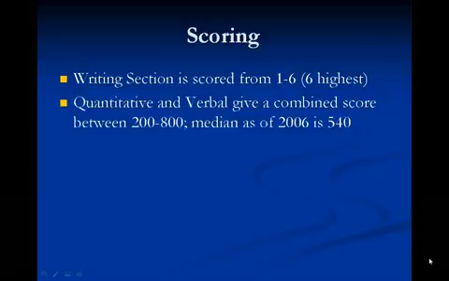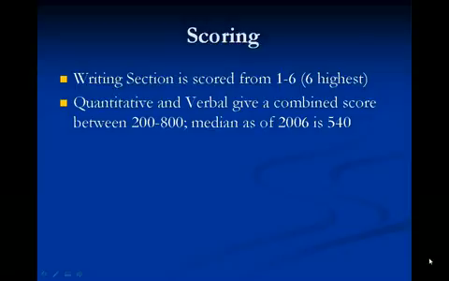The quantitative and verbal sections give a combined score between 200 and 800. So usually when you ask people what they got on the GMAT, and they say, I got a 640 or I got a 570, that's their combined score of the quantitative and verbal sections.